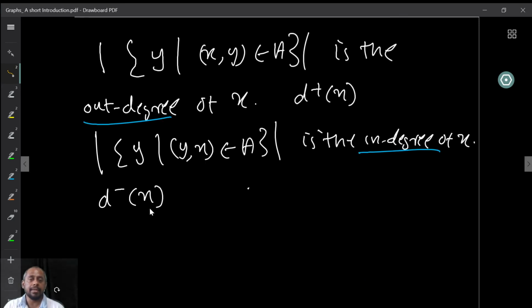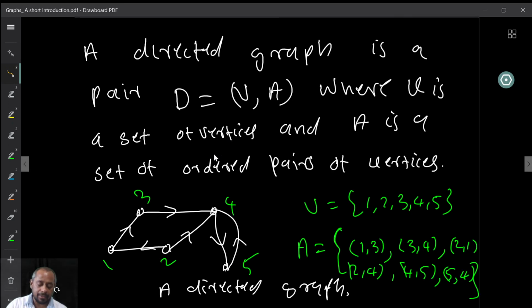Similarly, what is the in degree? The in degree of a vertex x is the cardinality of the set of all y such that yx is an arc of the graph G, that is, all the vertices from which there is an arc to x. So the in degree of 3 is 1, as we just noticed. The in degree of 2 is 0, because there is no edge or arc coming to 2. And the vertex 4 has in degree 3 because 2 to 4, 3 to 4, and 5 to 4 are coming in, and out degree 1 because (4, 5) is the only arc going out.